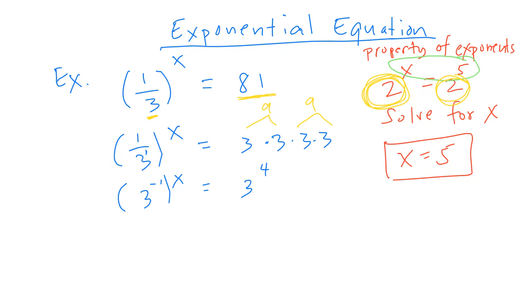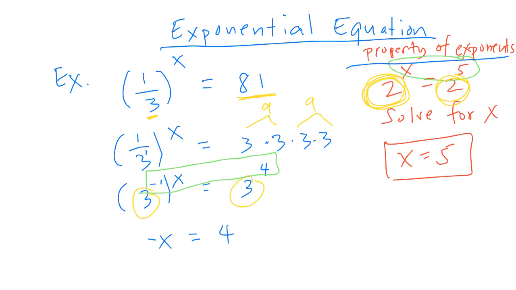Then we can actually apply the property of exponents. So you have the same base now, which is 3 here, and you have 3 here. So what we're doing next is putting the power into one equation. So you will get, now you have a negative 1 times x there, you'll get negative x is equal to 4.